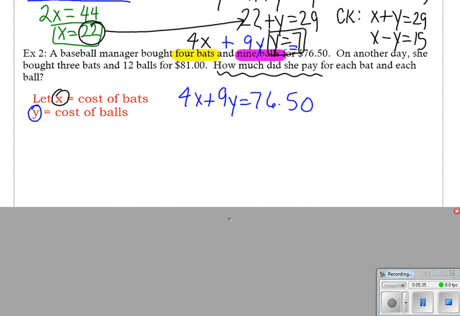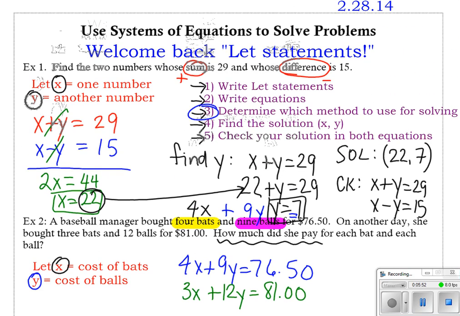And in the second sentence, 3 bats, which would be, let me do that in a different color, 3x plus 12y equaling $81. Now, going back, if we scroll up, we see step 3 says that we have to determine which method to use for solving.